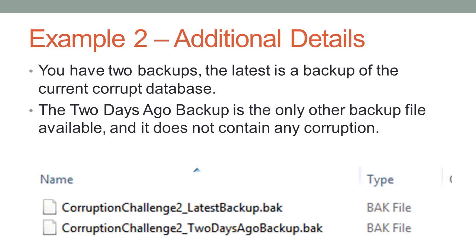What you're given in this case is you have 2 backups. The latest is a backup of the current corrupt database that somebody ran the full BAK after the corruption was known about. And then the 2 days ago backup is the only other backup file available, and it doesn't contain any corruption. Now, somehow in this case we can say that somewhere along the way log files were lost if they were being run, but all we've got is these 2 BAK files.